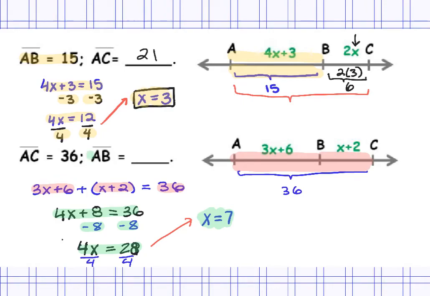Now, since I'm looking for the value of AB, I have to take the value of 7 and plug it into my expression for AB. And I know that AB is equal to 3x plus 6. I'm going to substitute 7 in for x, so I know that AB is equal to 3 times 7 plus 6, which gives me my final answer of 27.